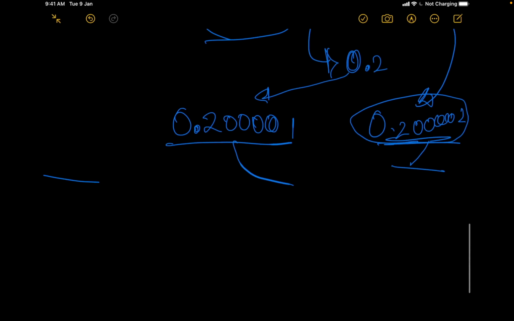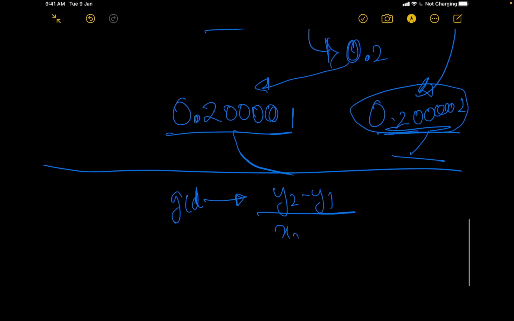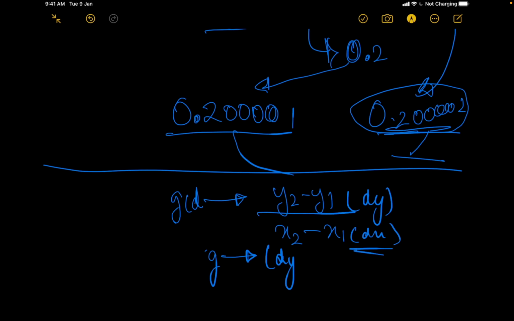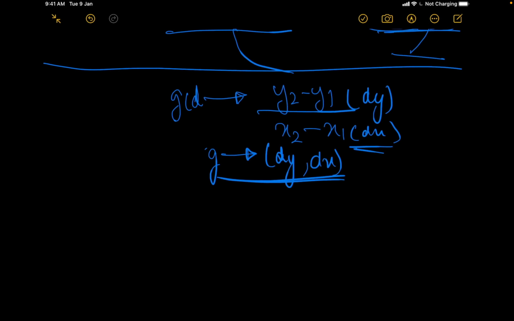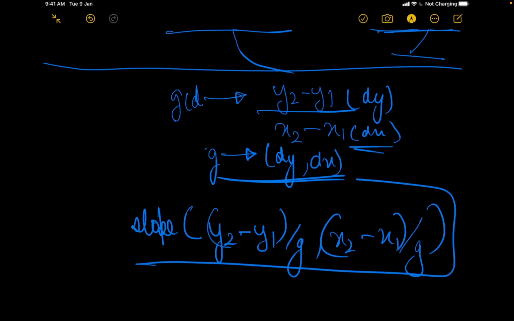We can use a simple thing known as GCD, or the greatest common divisor. We have y2 minus y1 divided by x2 minus x1, so let's cut out the common factors. We'll find the GCD of both of them. Let's call them dy and dx, and find the GCD g of dy and dx. When storing the slope, I don't want to store the entire slope. I'll just store y2 minus y1 divided by g, and x2 minus x1 divided by g. That would make sense, right?